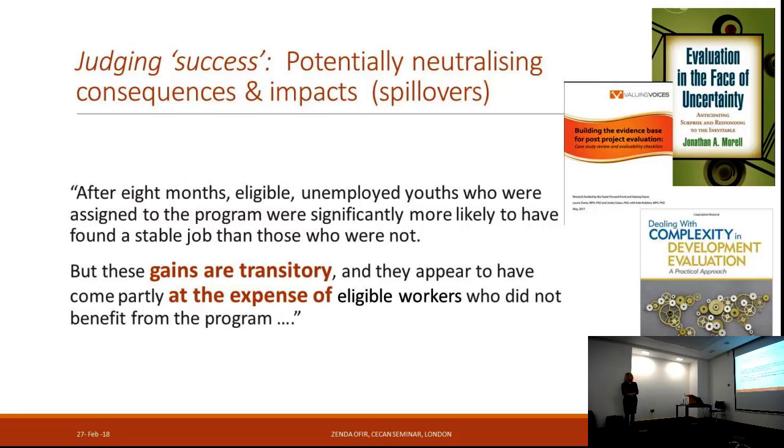Then, just to very quickly refer to potentially neutralising, we have to be far more careful in evaluating for potentially negative consequences and impacts. We need to have negative theories of change, why we think things may go wrong, and evaluate accordingly. It's not just asking one little question, did you feel any negative impacts? It's about far more.